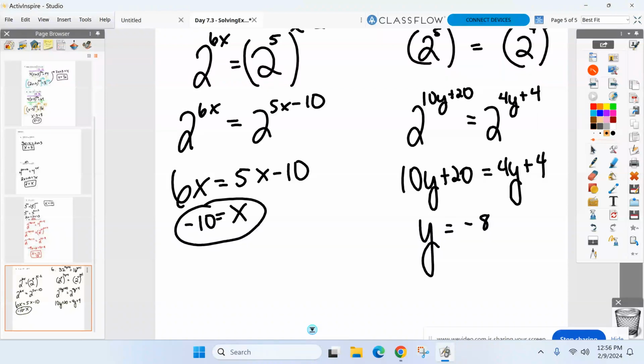Negative 8/3 look good? No? Hold on. Maybe I'm just doing it. Oh wait, yeah. You just need to simplify it from negative 16 over 6. No, because I said negative 16/4. That's why. Okay. Not negative 4.